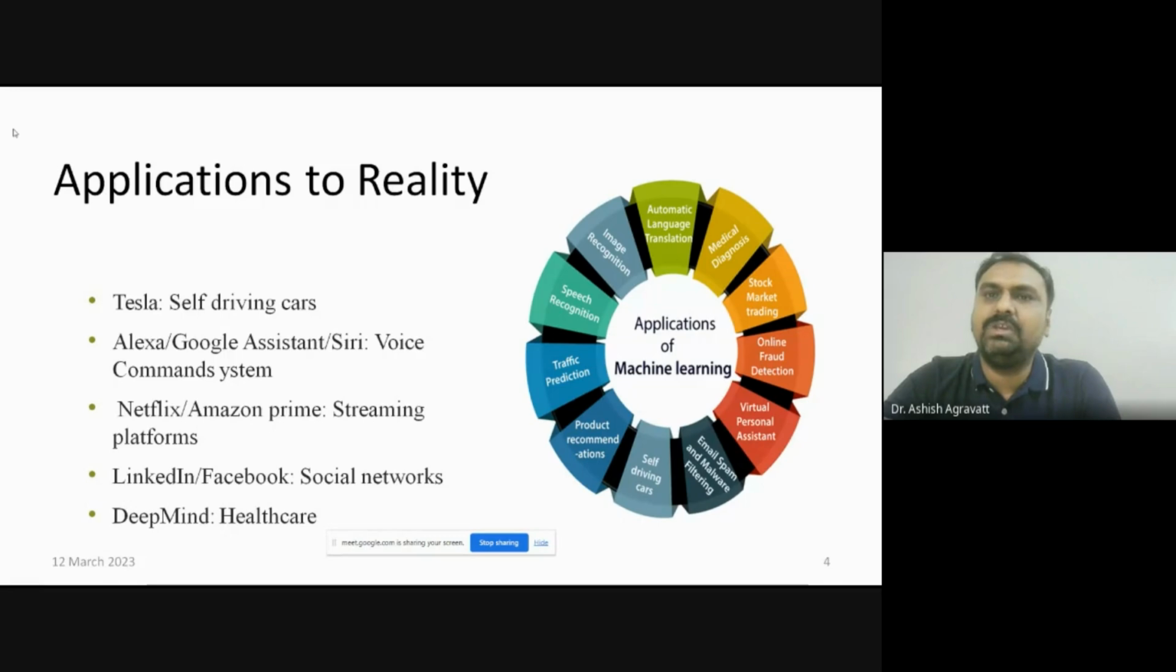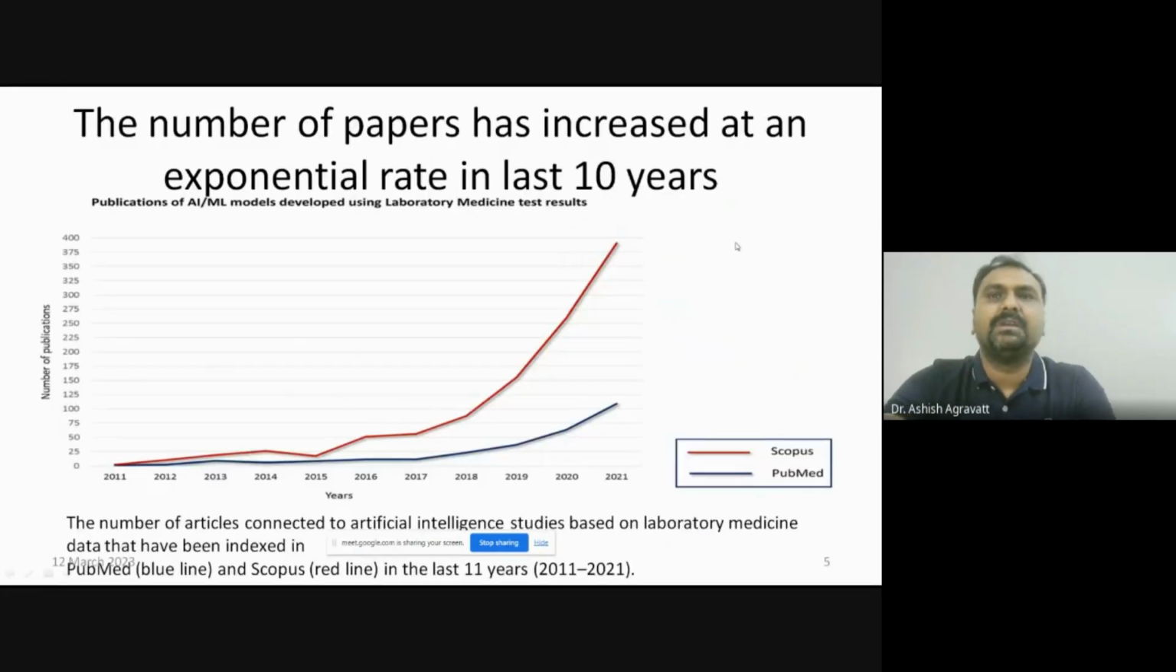AI can be used for traffic prediction, speech recognition, image recognition, and stock market prediction. So there are many uses of artificial intelligence. Tesla's self-driving cars are also based on artificial intelligence. But we are focusing more on the role of artificial intelligence in medical diagnosis. So far, the development of artificial intelligence in medical science has mainly been in radiology, surgery, and oncology. But in the last 10 years, many papers have been published on the role of artificial intelligence in laboratory medicine. You can see the rate of publication has increased exponentially.